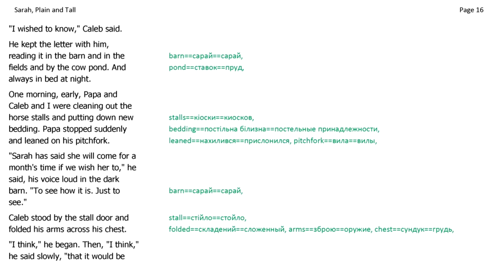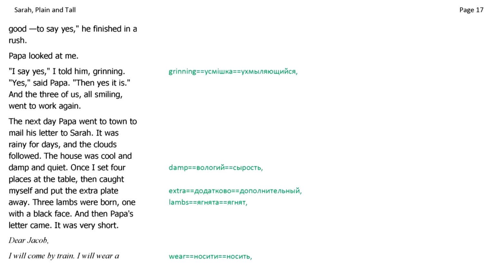One morning early, Papa and Caleb and I were cleaning out the horse stalls and putting down new bedding. Papa stopped suddenly and leaned on his pitchfork. Sara has said she will come for a month's time if we wish her to, he said, his voice loud in the dark barn, to see how it is, just to see. Caleb stood by the stall door and folded his arms across his chest. I think, he began. Then, I think, he said slowly, that it would be good to say yes, he finished in a rush. Papa looked at me.